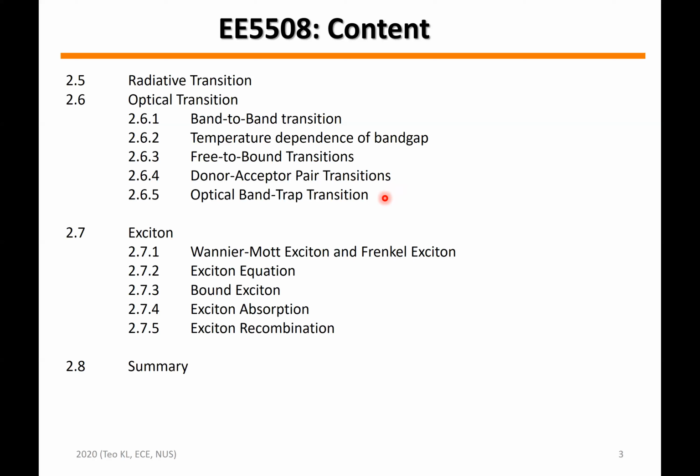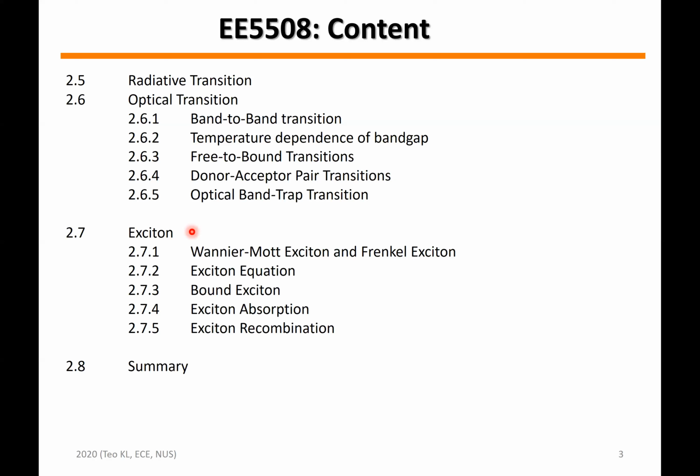Optical band trap transition essentially is a capture of the electron or hole by a trap with the emission of light. Sometimes it's known as optical capture or radiative capture.